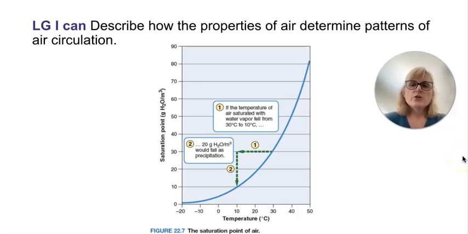So you don't have to memorize anything here, but you do need to be able to read a graph like this. At a certain temperature, the saturation point is this many grams of water per meter cubed. So at 40 degrees, it can hold this amount of water before it has to drop that moisture in precipitation.